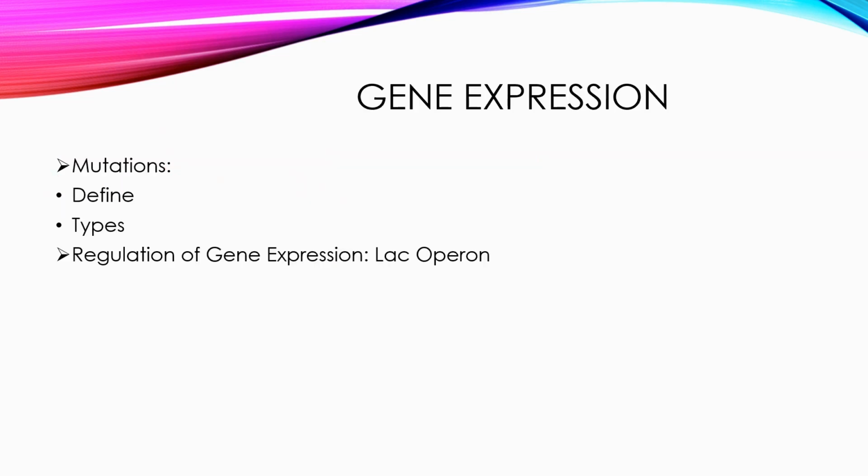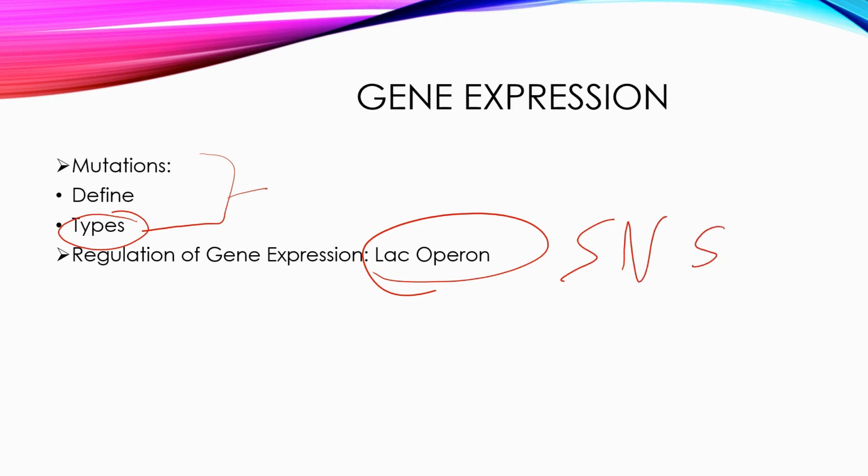Gene expression: you have to define mutation and its types. It has different types, point mutation, deletion, and so on, and how it affects the general body or the development of a child. Then the regulation of gene expression, the lac operon, is very important, and it always comes as a short note for 5 marks.